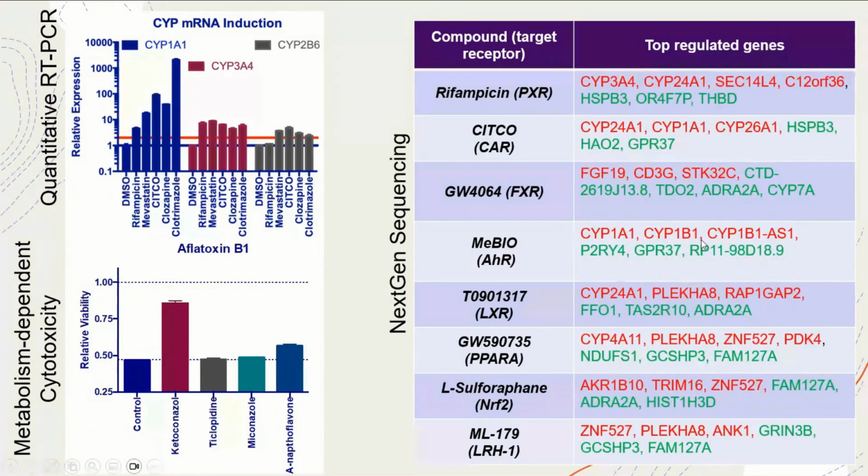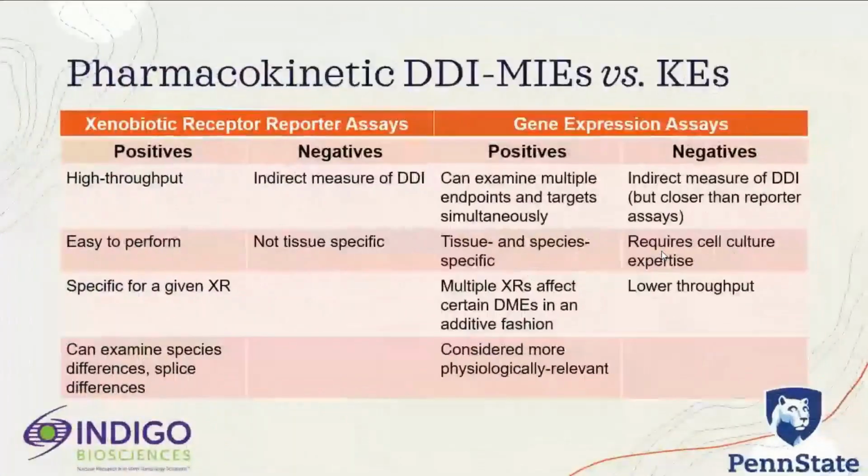Or you can go to a more holistic approach where you can treat the cells, extract RNA, and then do next-gen sequencing and look at the whole battery of genes that are being regulated. And this is an example in Upcyte cells: activate all these different receptors, and you can look at what different phase 1, phase 2, and phase 3 enzymes are being regulated.